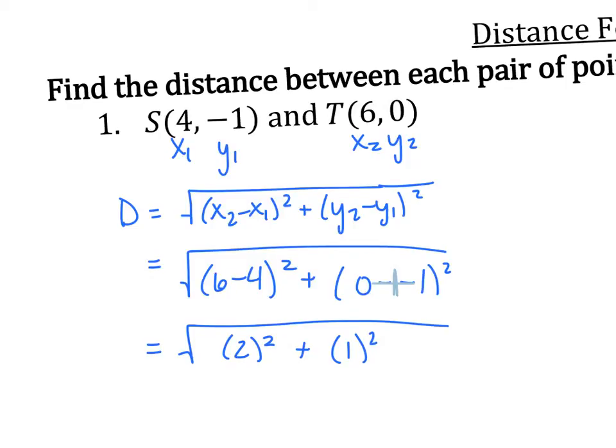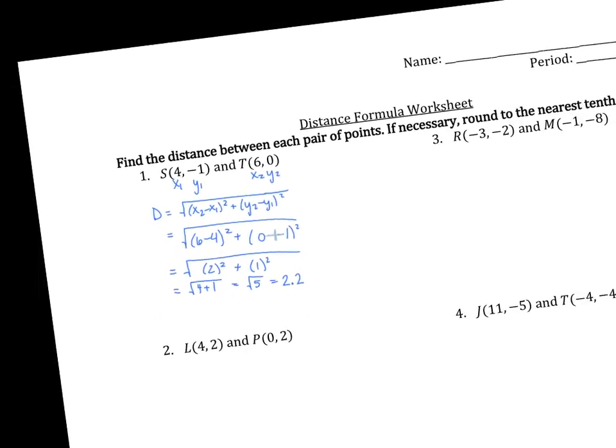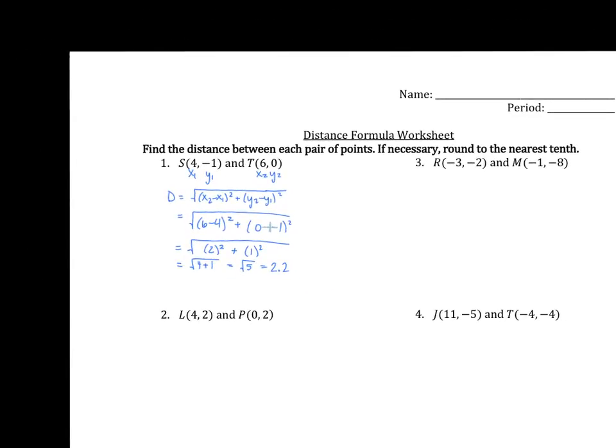So then I'm going to go ahead and square each one of those things in the square root. So 2 squared is 4, 1 squared is 1, 4 plus 1 is 5. Notice I saved that square root till last, and now I'm going to find the square root of 5, which is 2.23. And I'm going to just round that to the tenths place, which is what our directions say, is to round to the nearest tenth. And so that would be my answer, is that 2.2.